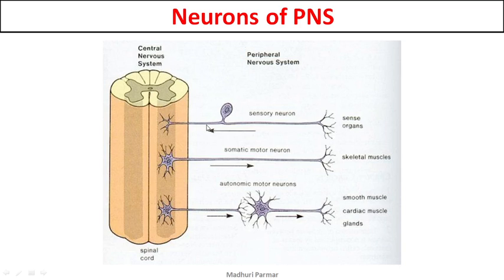So sensory neuron, pseudo-unipolar in nature, it is receiving all the sensations, all the signals, all the impulses, and these impulses are transmitted to your central nervous system.